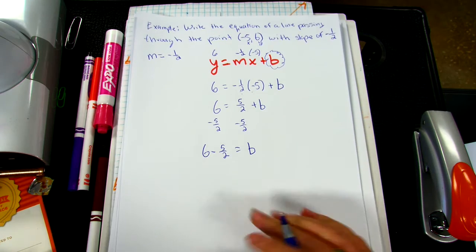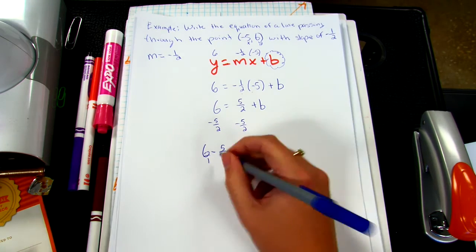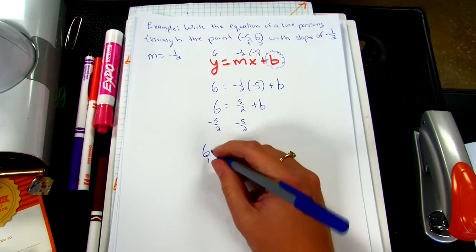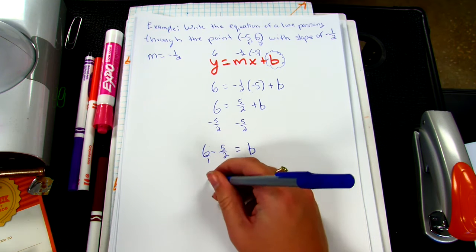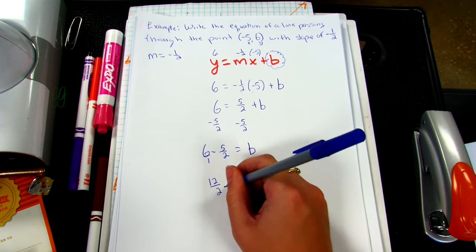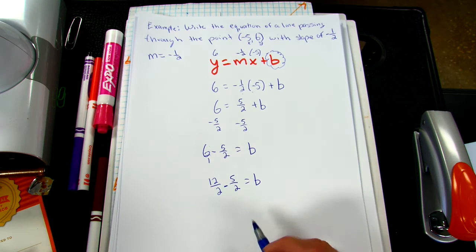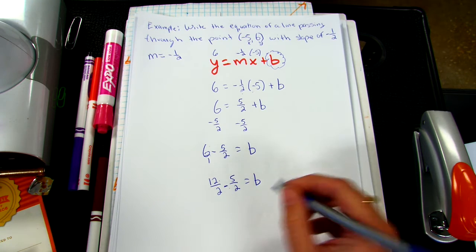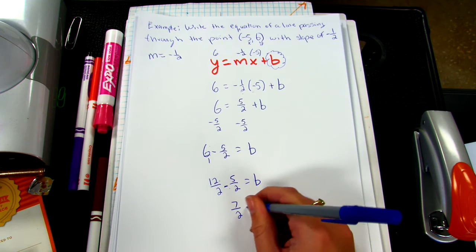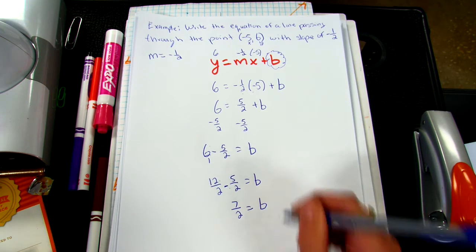Okay, so we have to get a common denominator. So we're going to pick 2, right? So we're going to make 6/1, 12/2. So they have a common denominator. And then 12 minus 5 becomes 7. So 7/2 is equal to b.